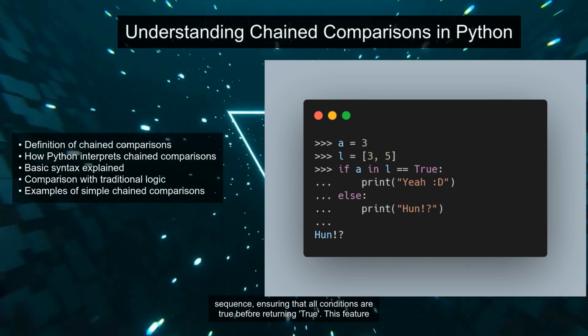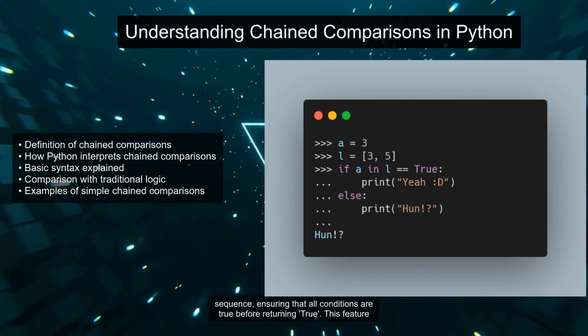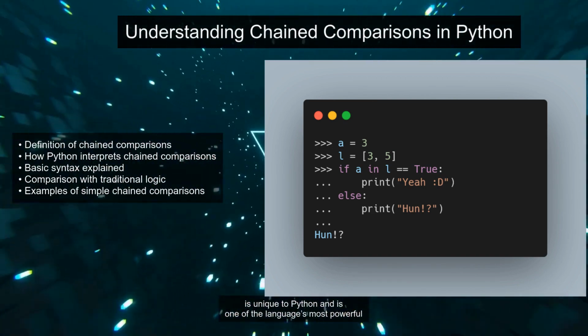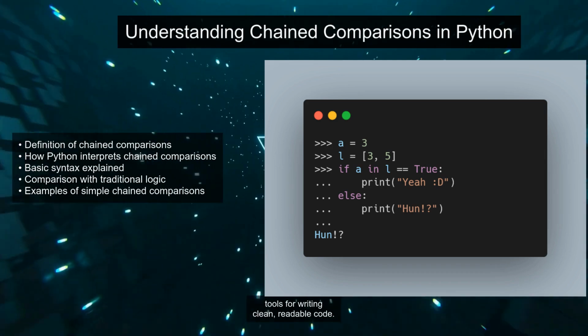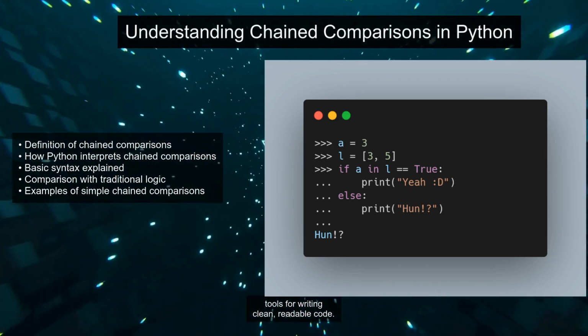Python evaluates chained comparisons by checking each condition in sequence, ensuring that all conditions are true before returning true. This feature is unique to Python and is one of the language's most powerful tools for writing clean, readable code.